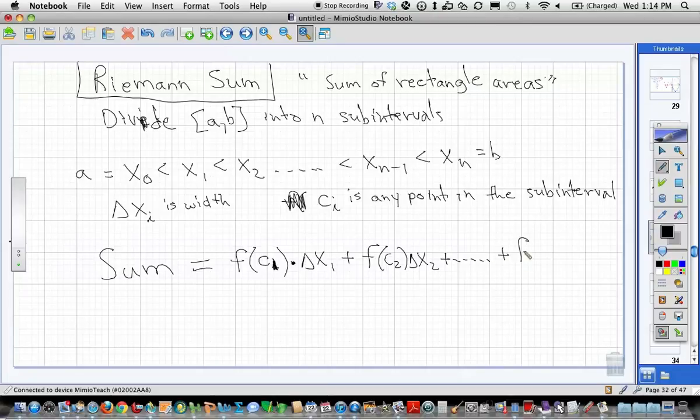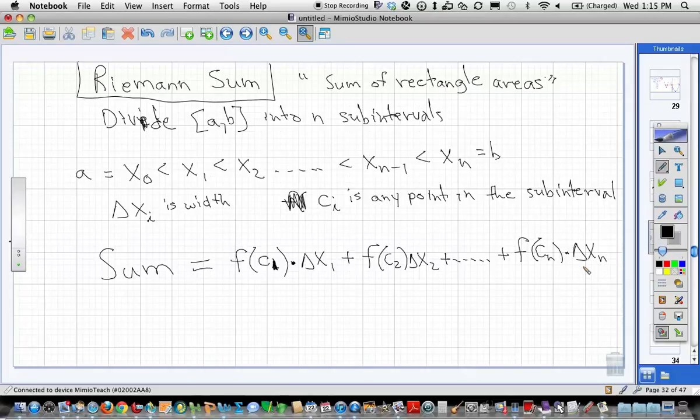And my last rectangle area will be f of c sub n times delta x sub n. Now I know that's just a lot of gobbledygook, but that is called a Riemann sum. Again, what is it? It's just what I said right here. It's the sum of rectangle areas. That's all this is.